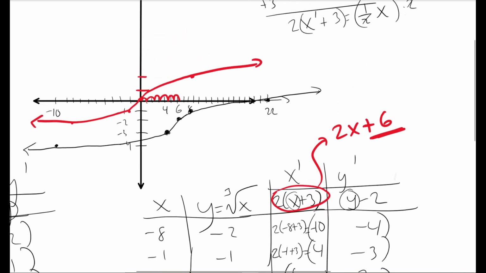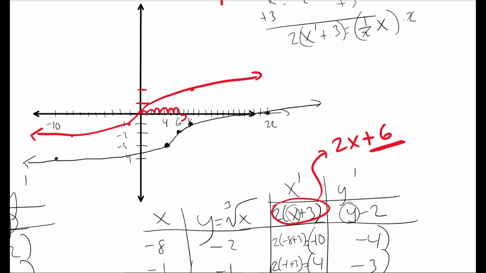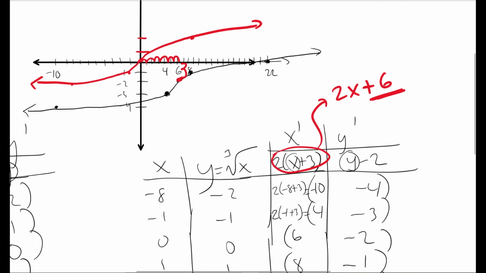All right, and then it looks like it got shifted down 2 because of that negative, right? So it got shifted down 2. So we got 1, 2, and that's why we're over there. So that's the transformations there.